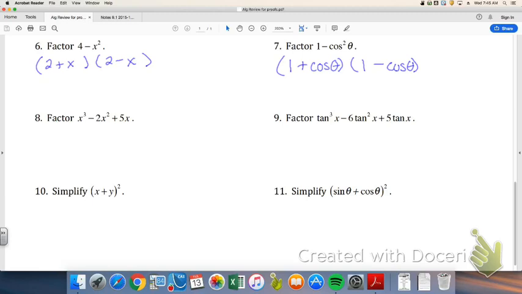So it just looks a little bit different because now we factored using a trig function. But again, if you just keep the trig function, either sine, cosine, or tangent, and treat it as a variable, the algebra is all the same. The algebra is the same. So now I want you on your own, factor number 8.